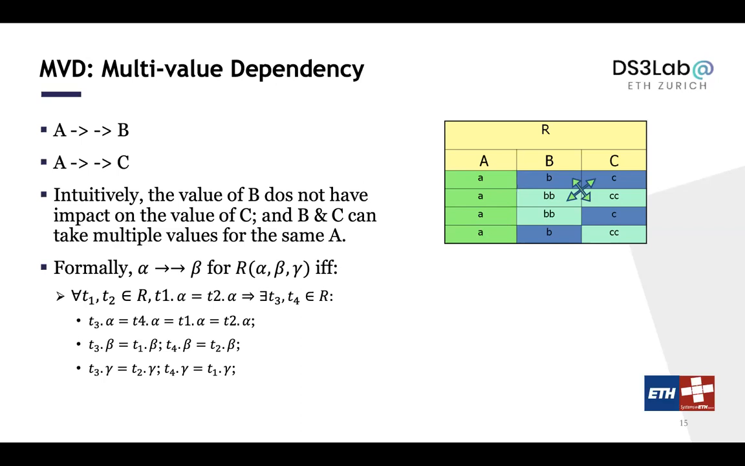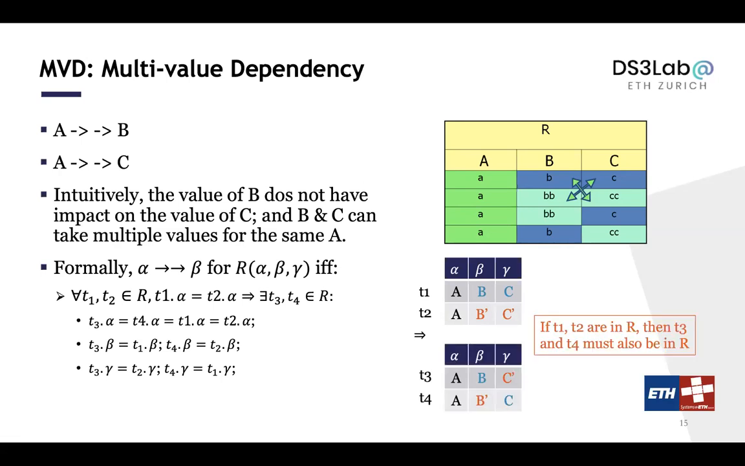So this is a very complex condition. It might look very confusing, but what it's trying to say is actually very, very simple. If I have a multi-value dependency from alpha to beta, what does it mean? It means that if you give me 2 tuples, T1 and T2, that match on alpha but have different values on beta and gamma, I must be able to find T3 and T4, which is just a swap of the values on beta and gamma.